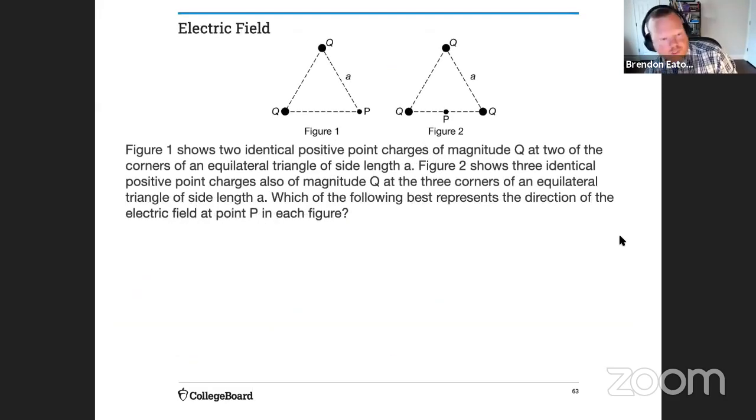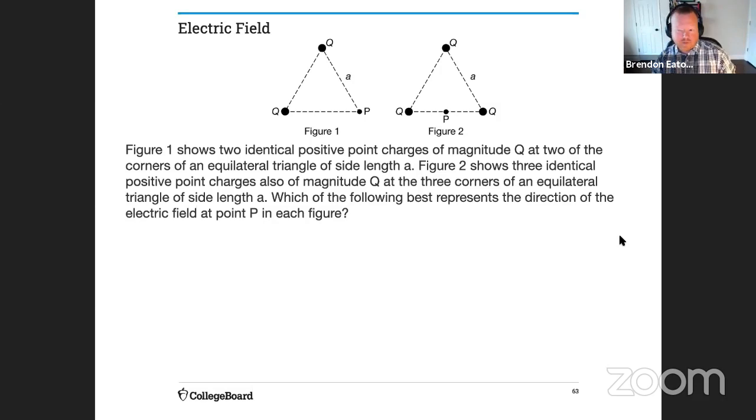And here's a final question for you. It's a different arrangement of charges and objects. Figure 1 has 2 positive point charges with magnitude Q at 2 of the corners of an equilateral triangle. Figure 2 has 3 Qs, and see where point P is on figure 2. I'm not going to give you choices on this. I'm going to ask you at point P on figure 1, what is the direction of the electric field? And at point P on figure 2, what's the direction of the electric field?